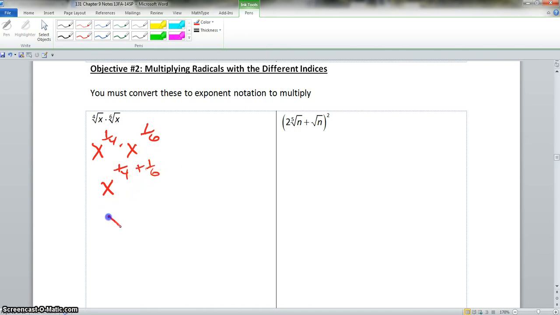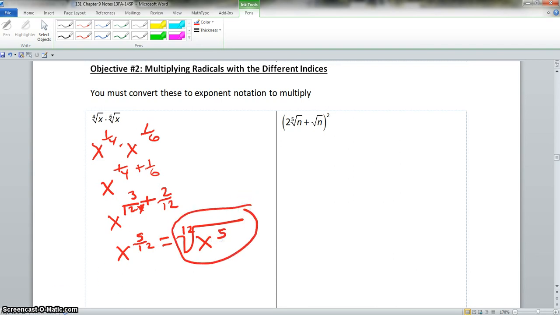Now, we know our common denominator here could be 24. Well, we could use 12. We don't have to use 24. So this would be 3/12 plus 2/12. And 3/12 plus 2/12 will give us x to the 5/12 power. And we could rewrite this as a radical. It would be the 12th root of x to the 5th. So this is the final answer.